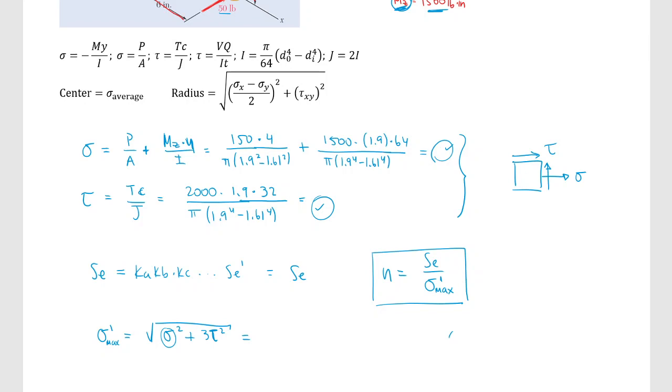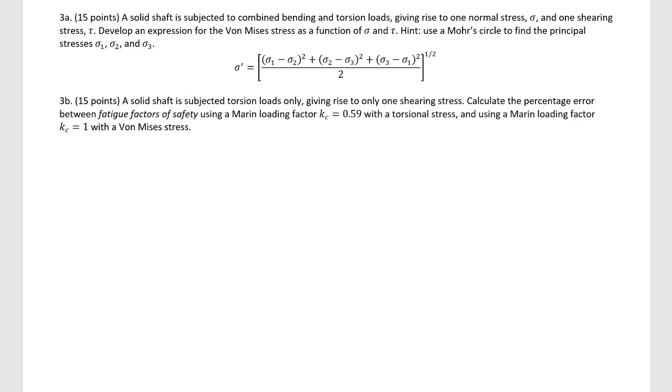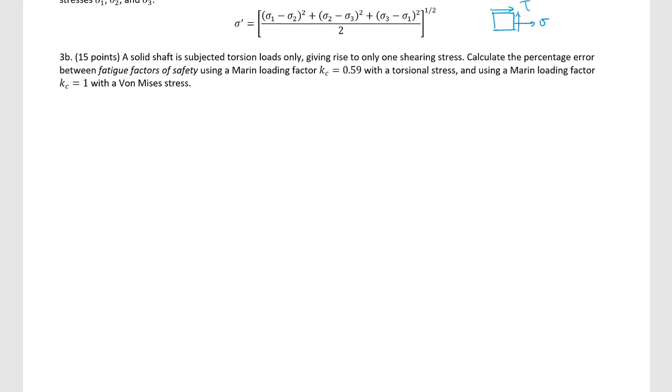Okay, so that's what I have here. A solid shaft is subjected to combined bending and torsion loads, giving rise to one normal stress and one shearing stress. So, one normal stress, and this would be equal to zero, just one, and one shearing stress. Tau. Develop an expression for the von Mises stress as a function of sigma and tau. Use Mohr circle to find the principal stresses sigma 1, 2, and 3. So von Mises is given by the principal stresses.